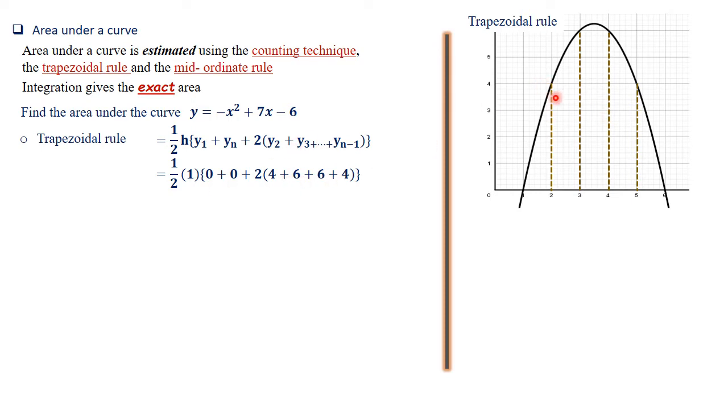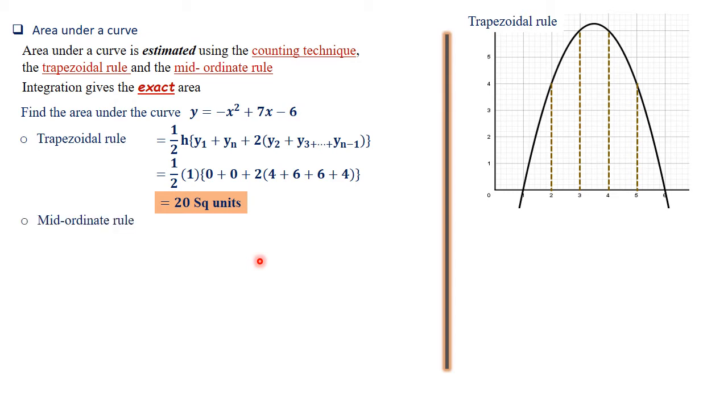The first one here is 4. Just read the y-axis value. The next one is 6. Just move across. The next one is 6 again. The next one is 4. And so, replacing the values and operating, you're going to estimate the area to be 20 square units. That is just an estimate, or an approximation.